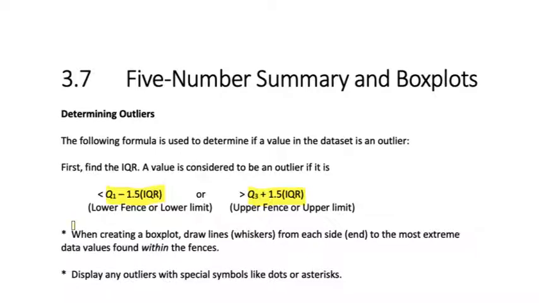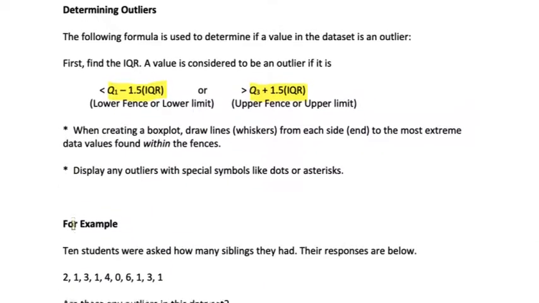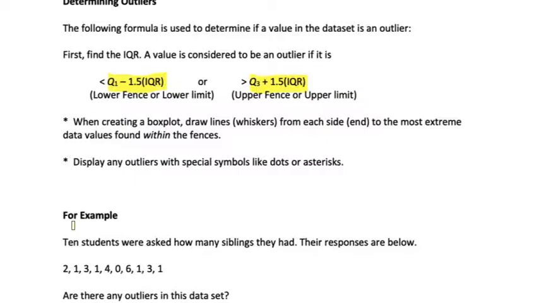Notice it's not less than or equal to or greater than or equal to. So if I get something that's exactly equal to a value in the data set, then it is not an outlier. It has to be less than or greater than. So when we make a box plot, the whiskers go from Q1 and Q3 to the most extreme data values in the data set that are within the fences. So we don't draw the whisker to the fence, we draw it to a value in the data set that is not an outlier. And then we use a dot or an asterisk to mark the outliers.